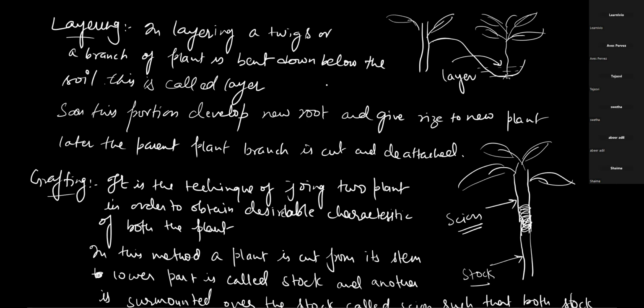Done, sir. The next method is called layering. Layering is a method in which we bend the plant part and bury it under the soil. Like we have some plant, and it has some branches, and we take one of the branches and bury it under the soil.